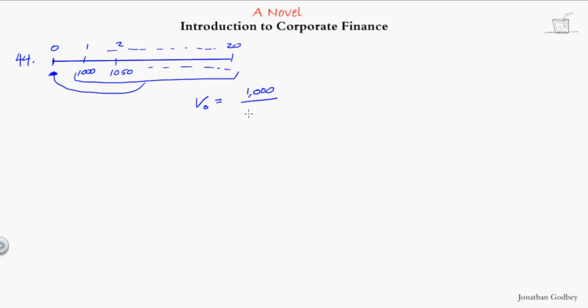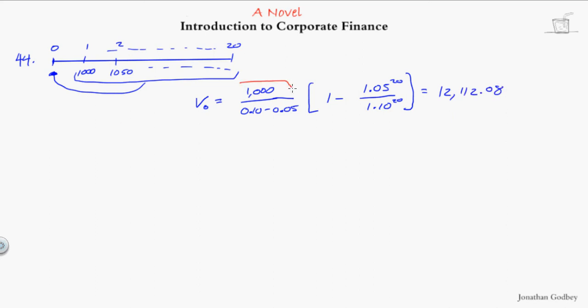divided by R minus G. And you can see this in the text. You can see that formula, and here R is going to be the discount rate of 10% minus G, that growth rate of 5%. And this will be multiplied by 1 minus (1 plus G) raised to the n, which is 20, over (1 plus R) raised to the n, which again is 20. That's going to be equal to $12,112.08.